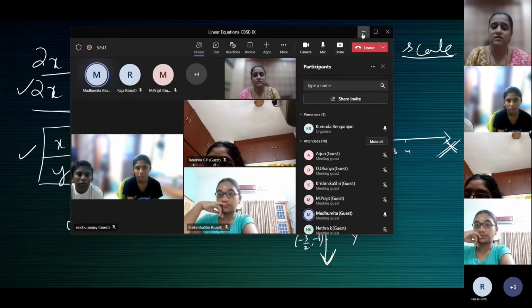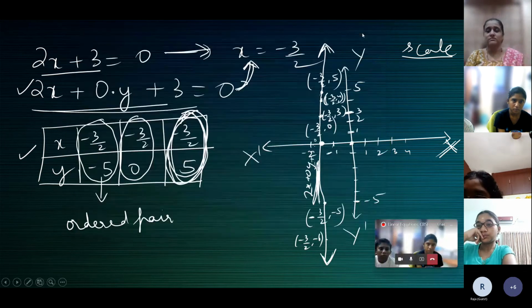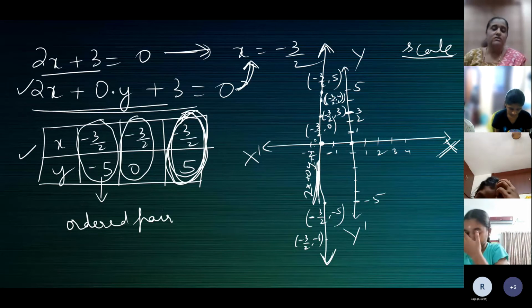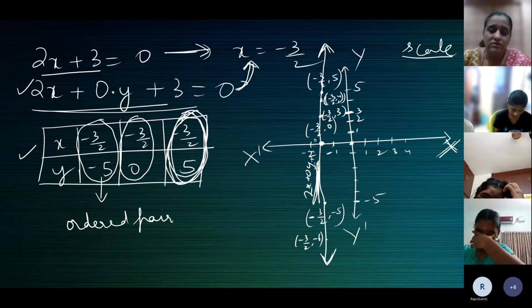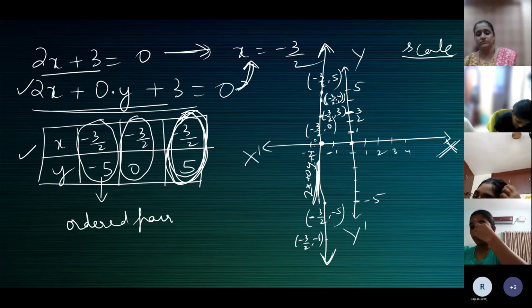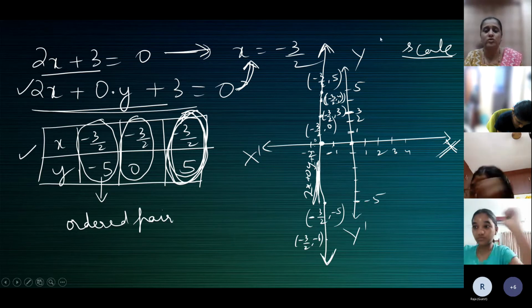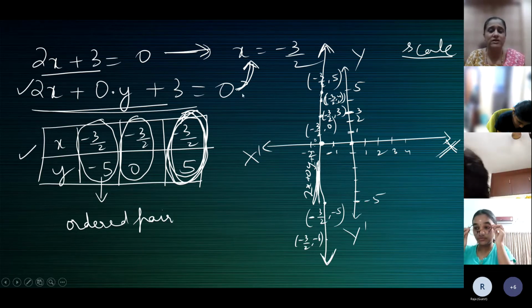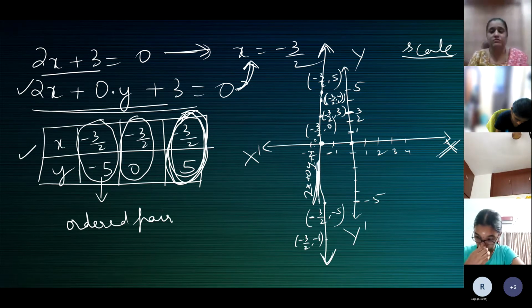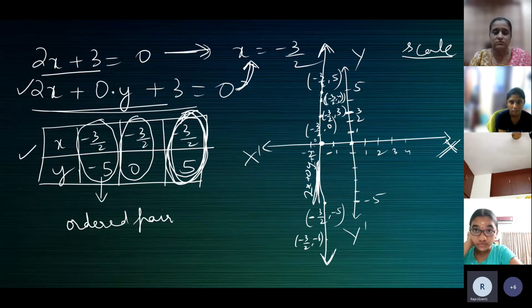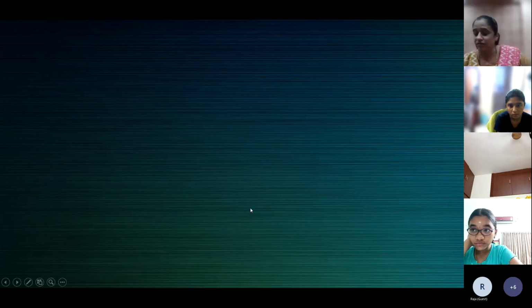Yes, ma'am. Yes, children. Make a rough sketch of the graph. The graph alone, I just want to do it again. Copy the equation and the table. I'll do the graph again for you. Ma'am, we copied the table and equation last class. Okay, then I'll make the graph now.